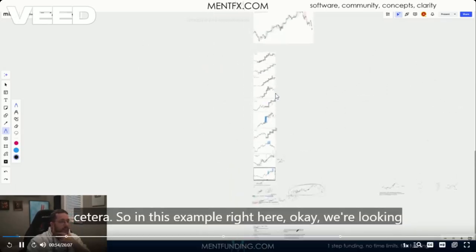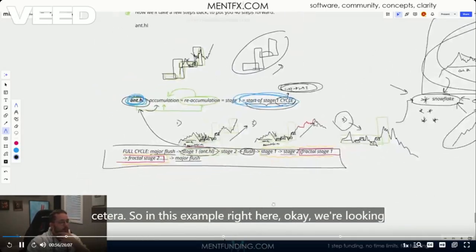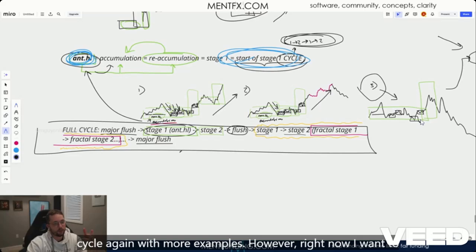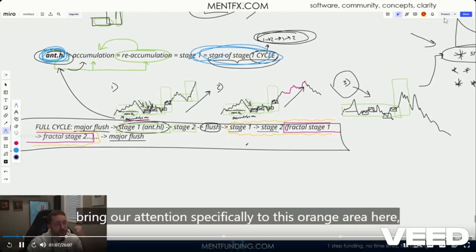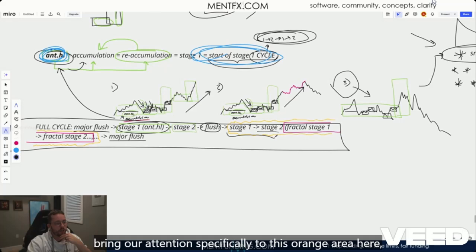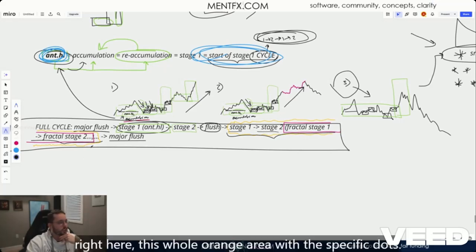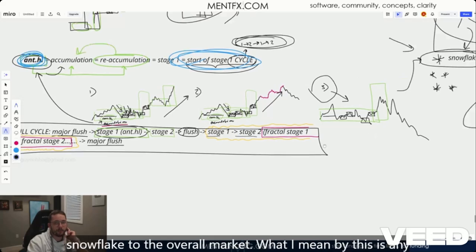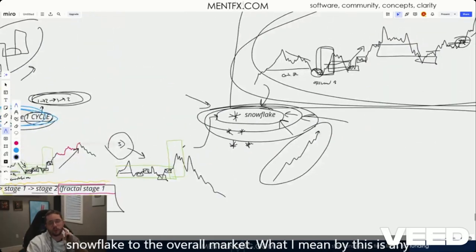So, in this example right here, we're looking at the full cycle. Now we're going to go over the full cycle again with more examples. However, right now I want to bring our attention specifically to this orange area here, this whole orange area with the specific dots. The dots are what really create and give this hybrid snowflake to the overall market.